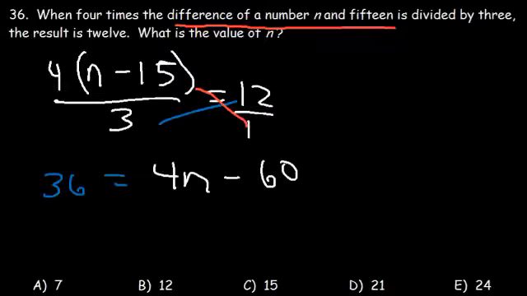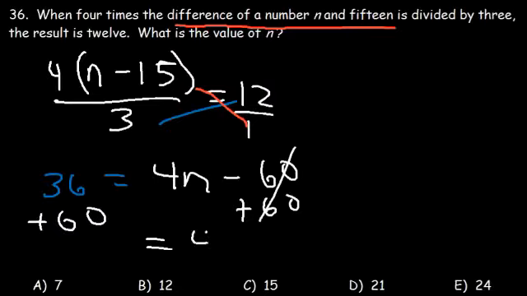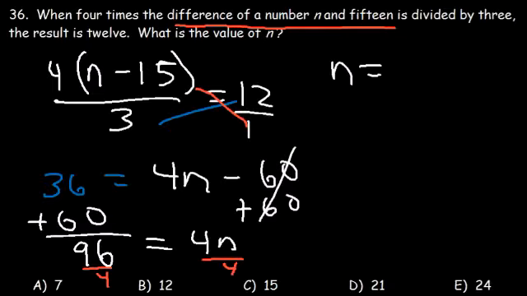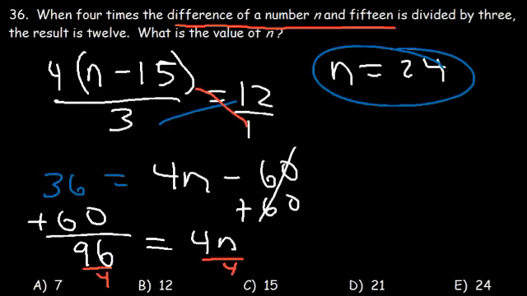4 times negative 15 is negative 60. So now let's add 60 to both sides. So 36 plus 60 is equivalent to 96. And now we need to divide both sides by 4. So 96 divided by 4 is 24, and that is the value of n. So E is the right answer.